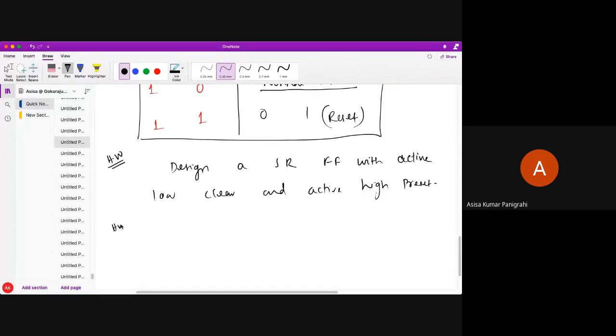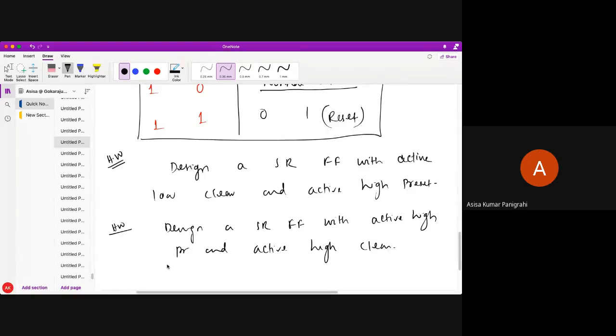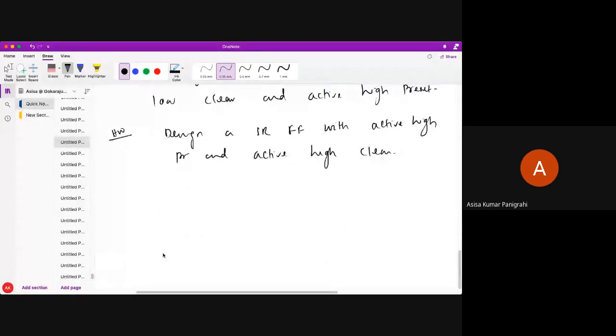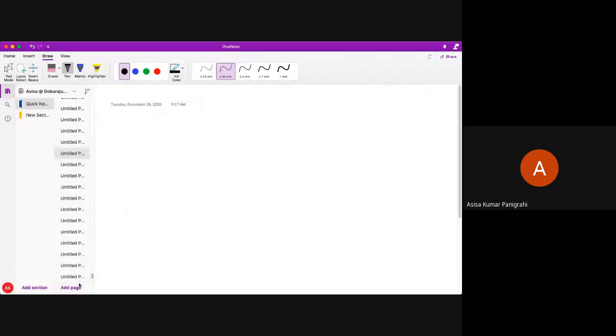Along with that, I can give you another homework. Design an SR flip-flop with active high preset and active high clear. These two you have to do, students. Okay, active high preset and active high clear. Next, if there is no doubt, we'll move to the next part.